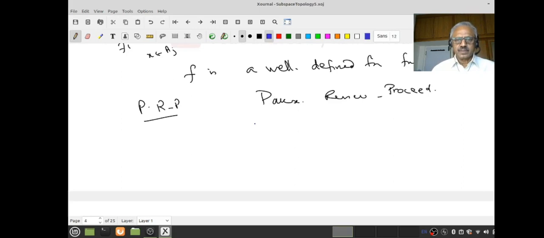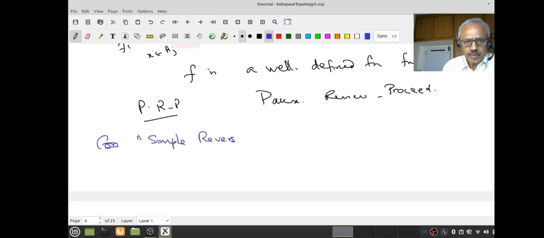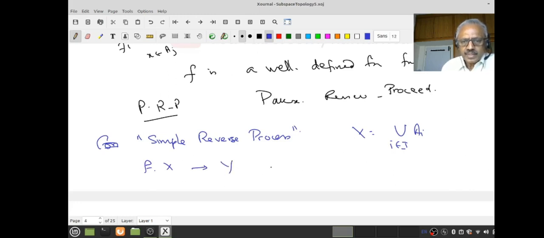Okay, there is a very simple reverse process. Suppose x equals the union of Ai, i in I, where the Ai are of course subsets, and f is a function from x to y. Then I define fi from Ai to y such that fi of x equals f of x.